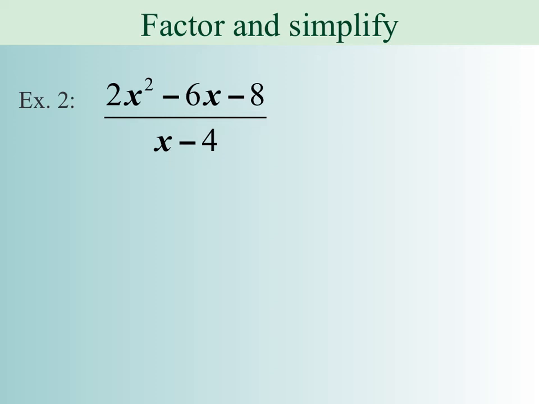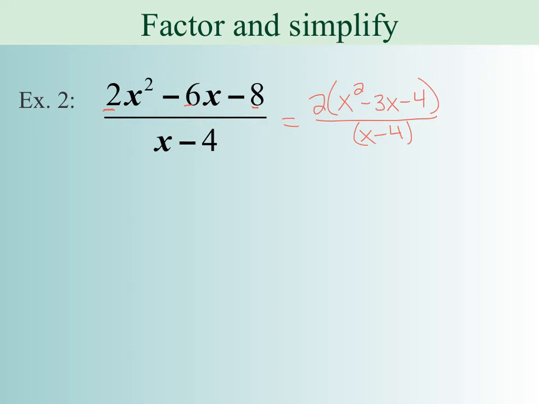Second example here, same concept, so we're going to factor the numerator completely, and if you look carefully at the numerator, there's actually a GCF of 2. So if I take out a 2, I would be left with x squared minus 3x minus 4 all over x minus 4. And again, I'm going to put x minus 4 in parentheses because the only way to simplify that is if I have another x minus 4.